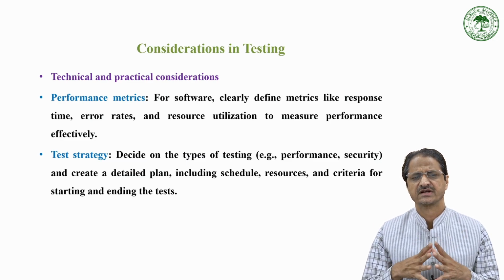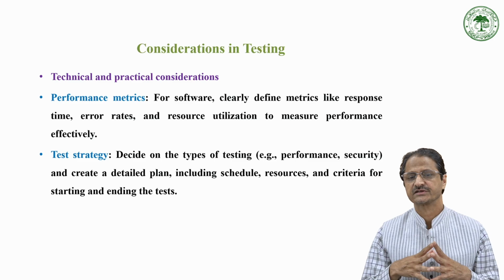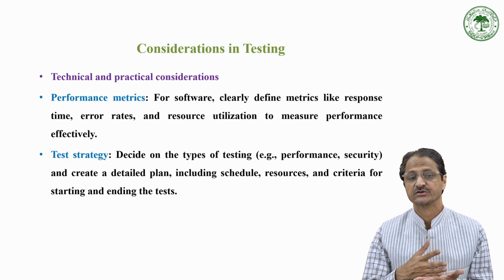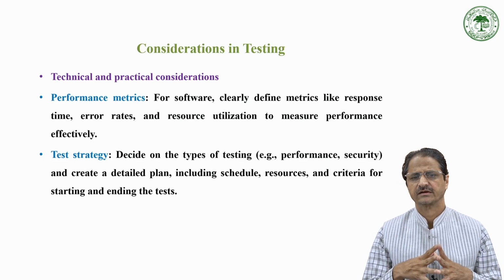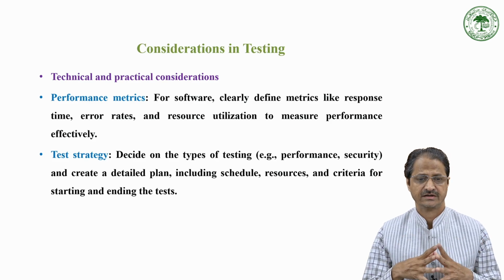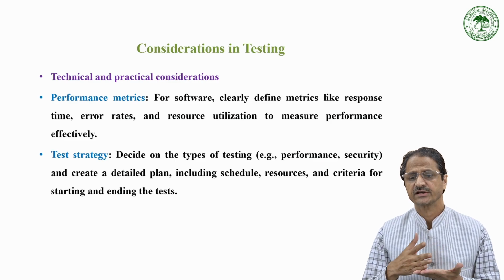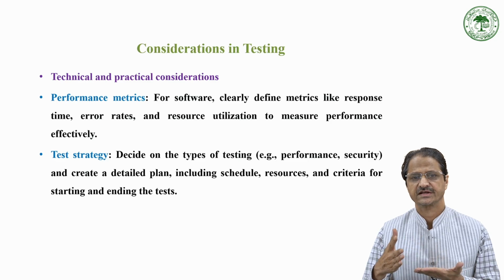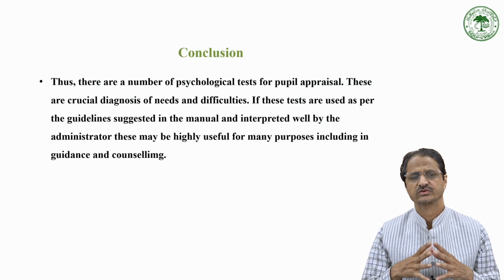There are other considerations also. Performance metrics. For software, clearly defined metrics like response time, error rates, and resource utilization measure performance effectively. These are also very important, although they are generally taken care of by the researcher as well as the counselor, who are trained in these aspects. Test strategy: decide on the type of testing you are going to conduct, performance or security, and create a detailed plan for that, including schedule, resources you are going to utilize, and the criteria for starting and ending the test. Decide everything in advance.